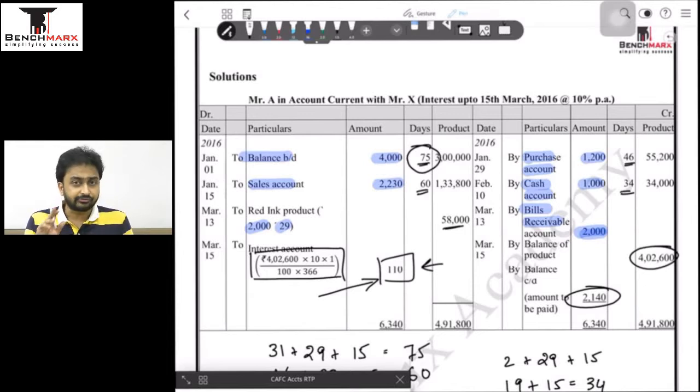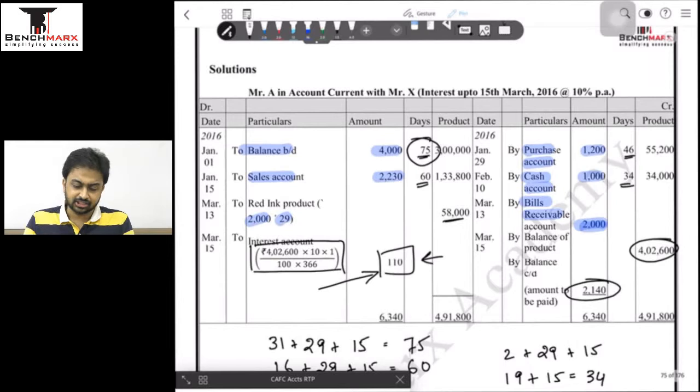Note that if on 1st of Jan there was a normal transaction like a purchase or a sale or a payment, then in that case the number of days would have been 74, because we exclude the 1st of Jan on the assumption that the transaction has happened at the end of the day. But in the case of opening balances, it is coming from the previous day, which means the balance was due for the entire day, because of which we take the 1st Jan as well into the number of days calculation. Okay, very simple question.